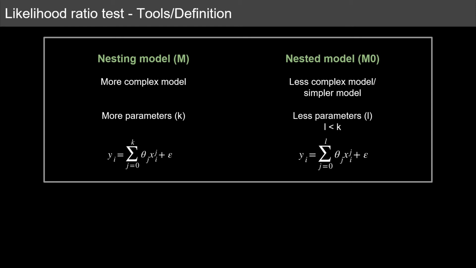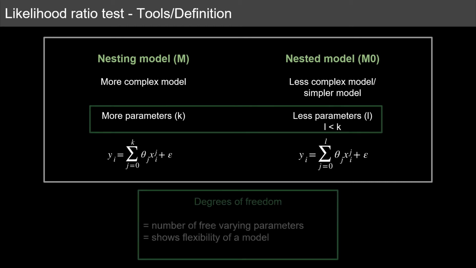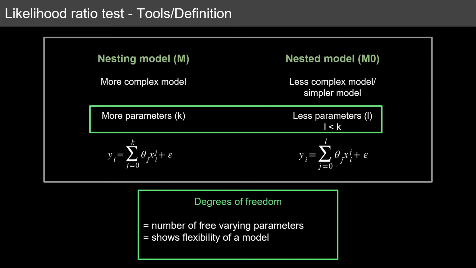Therefore, L is smaller than K. The complexity of the model leads us to the degree of freedom, illustrating the number of parameters - 1. These definitions are already the most important tools to understand the likelihood ratio test. So, let's get started.